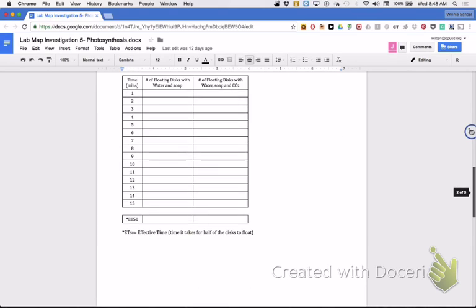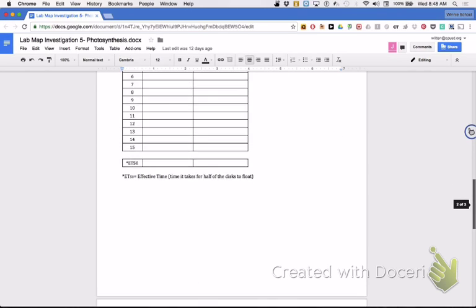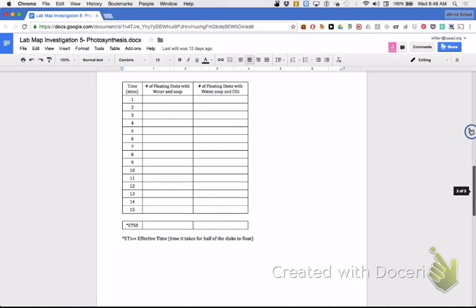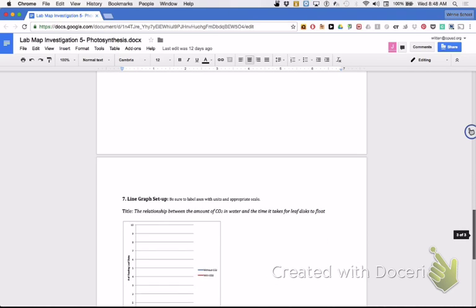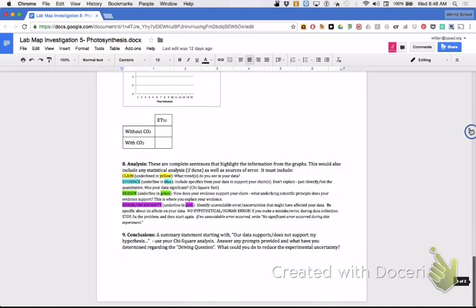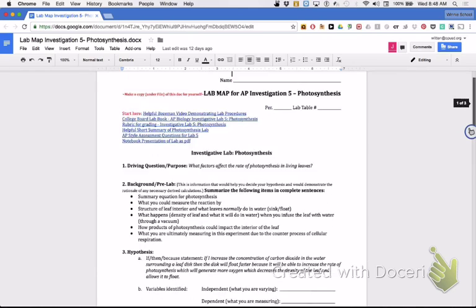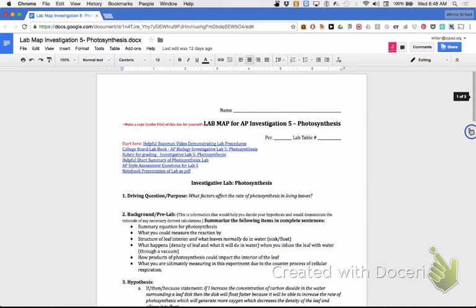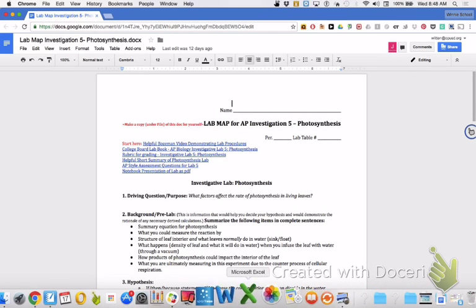Okay, and today for your sign-off, you needed to be through the what? Data table. And then we'll talk about the analysis, claim, evidence, reason, that part. But you want to take advantage of these things because those links are going to help prep you for this lab.